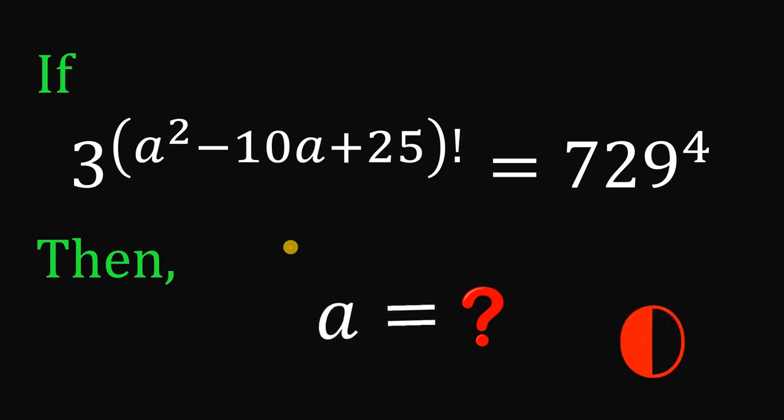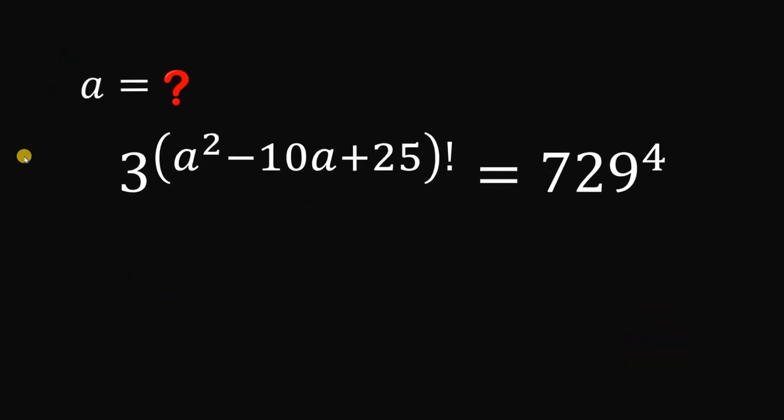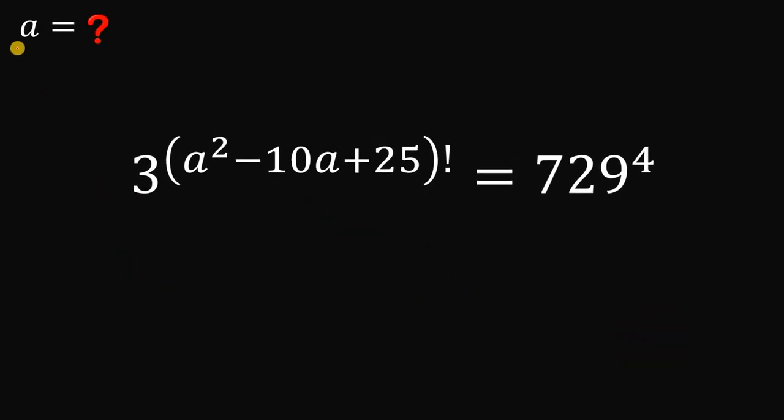And now, let's answer this question together. So our goal is to solve for the value of a that satisfies this equation: 3 raised to the power of (a squared minus 10a plus 25) factorial equals 729 raised to the power of 4.